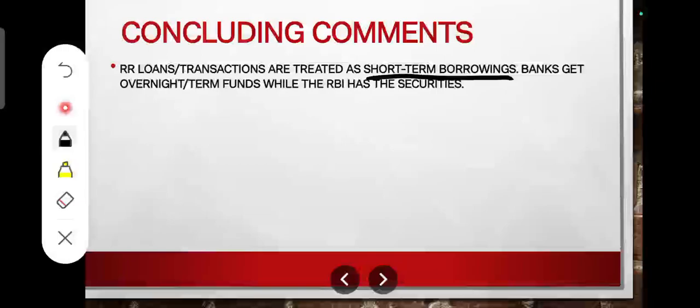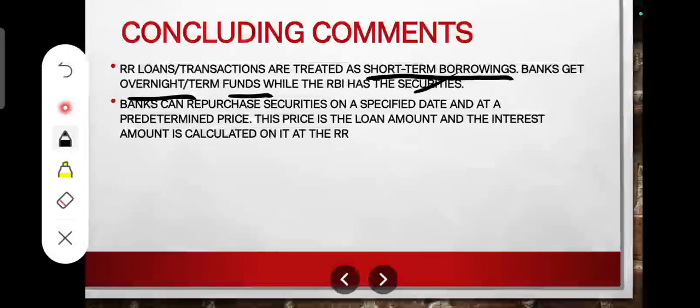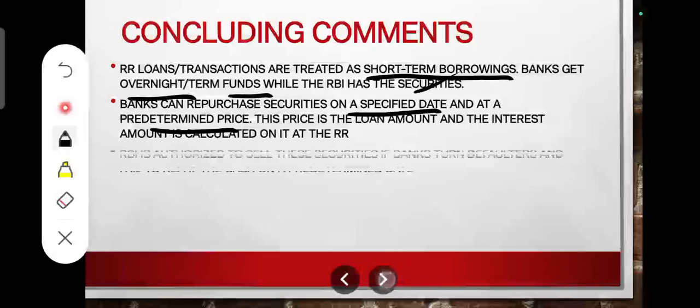Banks get overnight funds and term funds, and the RBI keeps their securities for the time being. Banks repurchase the securities on a specified date at a predetermined price. The price is already fixed. Banks take the loan for the time being, and the interest that banks give to the Reserve Bank is the repo rate.